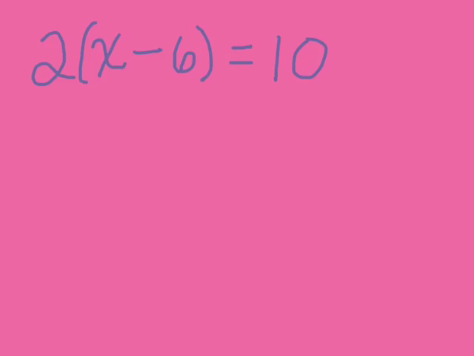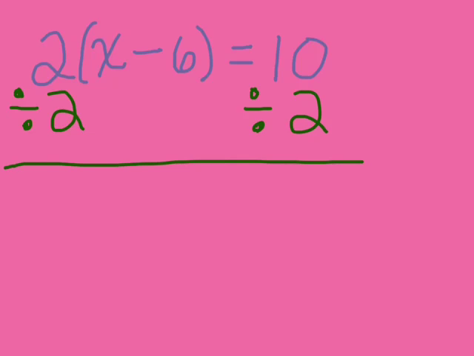So our first step would be to undo that times 2 that's outside the parentheses. So we're going to divide both sides by 2. And so again, why did we do that? Well, on the left side, the whole purpose was to undo the times 2 that was outside the parentheses. So what's left? Well, all that's left is what was inside the parentheses. So we're left with an x minus 6. And on the right side, 10 divided by 2 leaves us with 5.